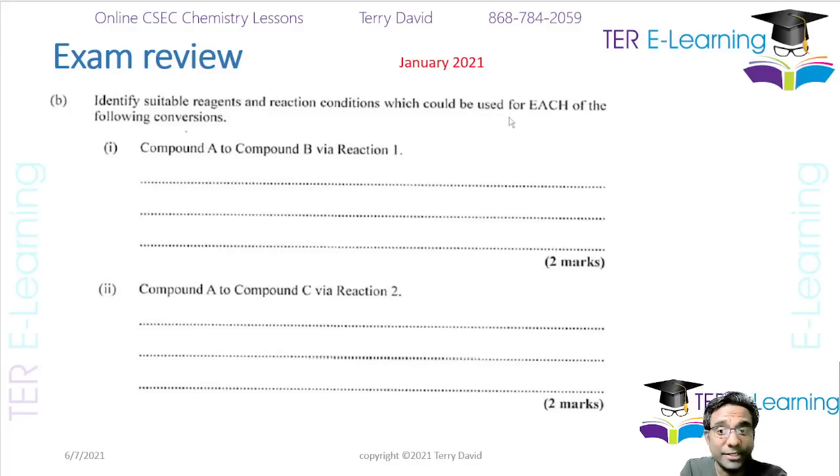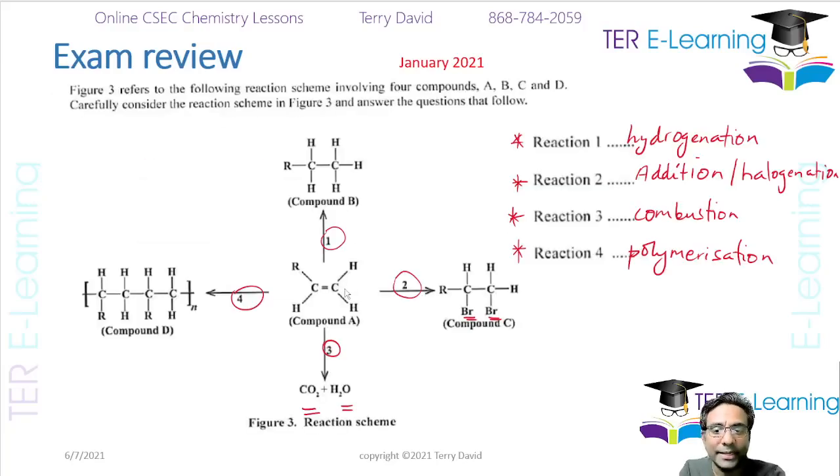Alright, so we're still on January 2021. This question is still going on. Identify suitable reagents and reaction conditions for each of the following conversions. So you want to go from compound A to compound B. Let's go back to our diagram. Compound A to compound B, that was this reaction here, and that's a hydrogenation reaction.